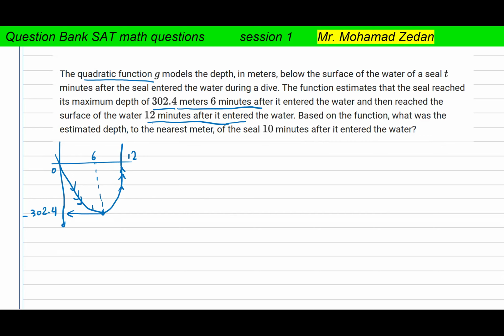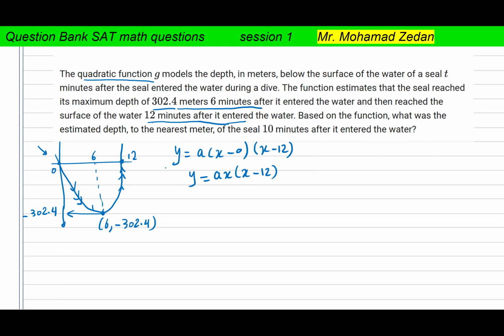Of course, I have this point. I can use either the vertex (6, -302.4) to form the equation, or you can use the x-intercept. So this function really is y equals a times (x minus 0), the first solution of the function, times (x minus 12). So y = ax(x - 12). This is the form of the function.